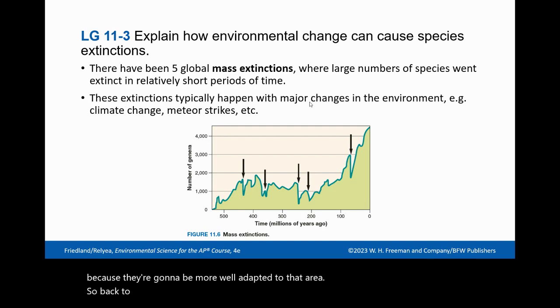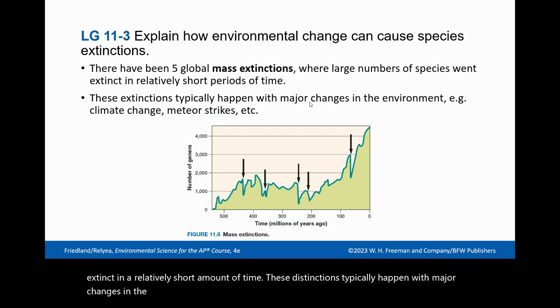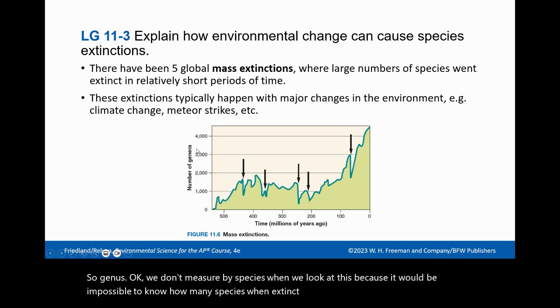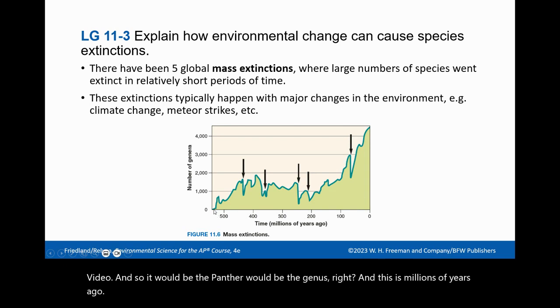So, back to the 5 global mass extinctions. This is when a large number of species went extinct in a relatively short amount of time. These extinctions typically happen with major changes in the environment, so climate, meteor strikes, etc. So this is our number of genera, so genus. We don't measure by species when we look at this because it would be impossible to know how many species went extinct. So we estimate by genus. For example, a lion is Panthera leo, and so Panthera would be the genus, right? And this is millions of years ago, as we can see.